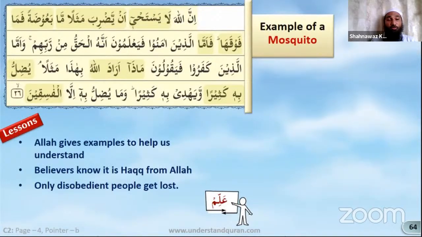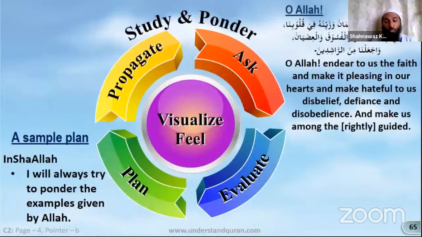Believers know that it is haqq from Allah, and that is the reason they are able to understand these examples and take lessons from them. And the disobedient people get lost in it. So we pray that Allah Ta'ala should not make us from the disobedient. With this, there is a beautiful dua being given here, and this is what Allah Ta'ala informs us in Surah Hujurat as well.